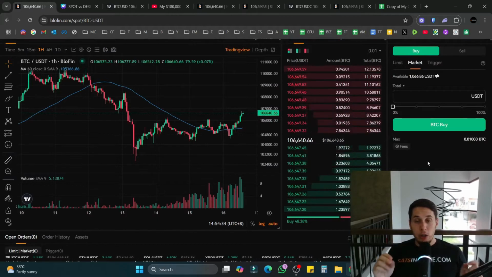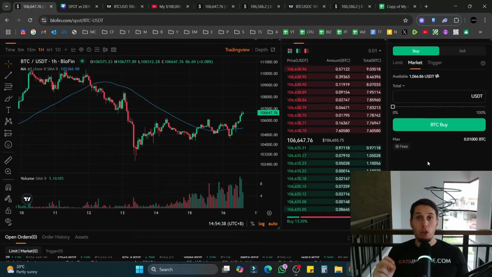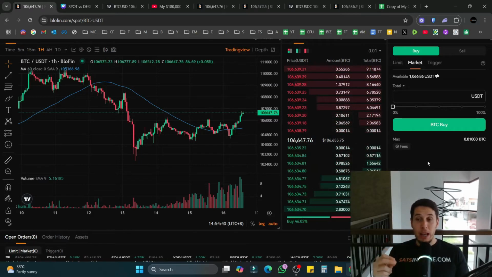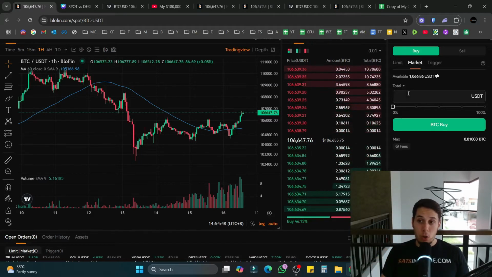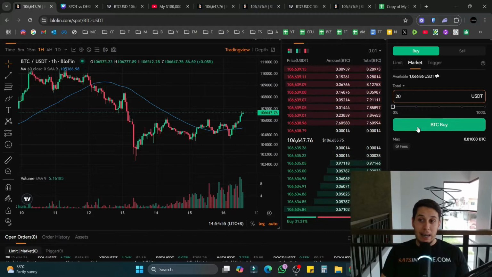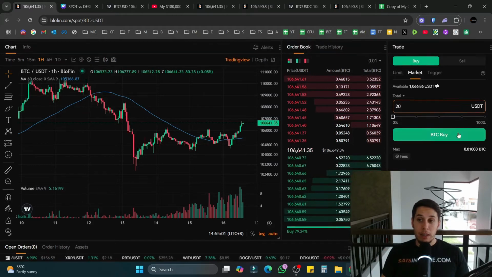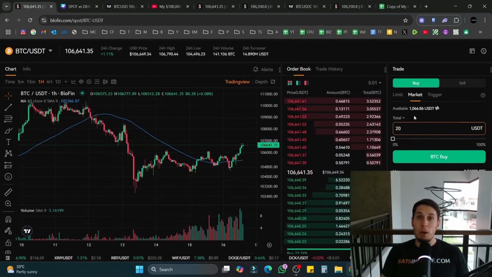A market order you use when you want to enter at the current price. When you want your order to actually be executed, that's when you use a market order. So if I put right here $20, let's say that I want to buy Bitcoin worth $20 right now. The moment I click buy BTC, this order will be executed and I will buy this Bitcoin. You see that I don't even have the option here to put what price I want to buy at because I don't have the choice here.